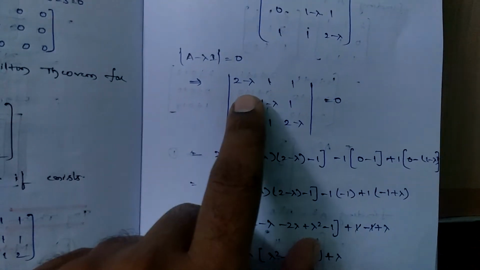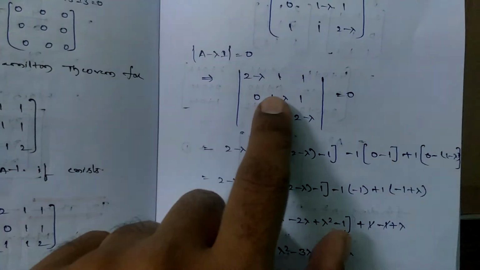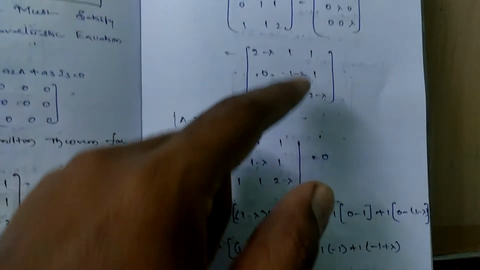So what is this? 2 minus lambda, 1, 1; 0, 1 minus lambda, 1. This is the given matrix. For this, whatever result we got here, find the determinant of that. What do we get?